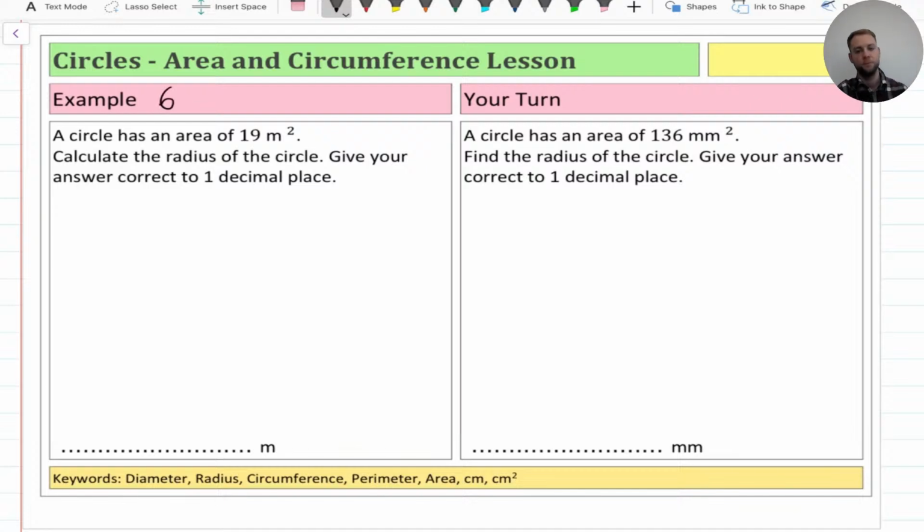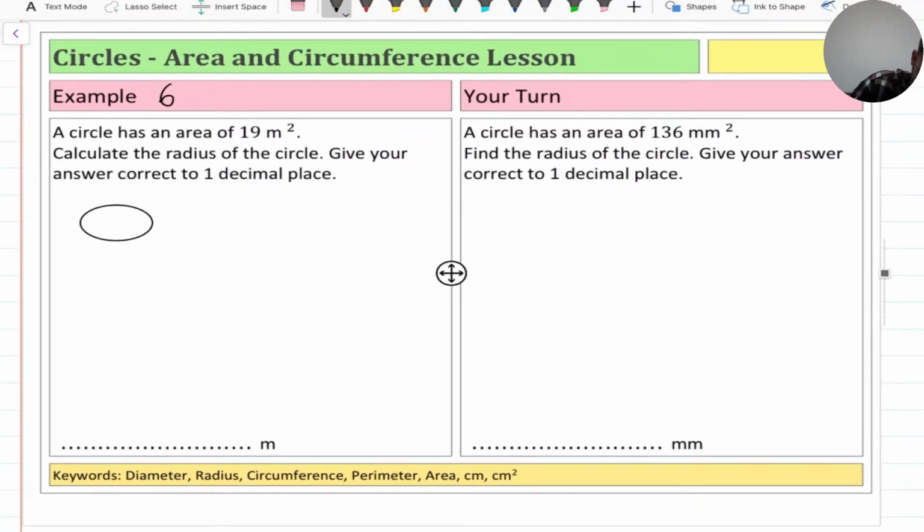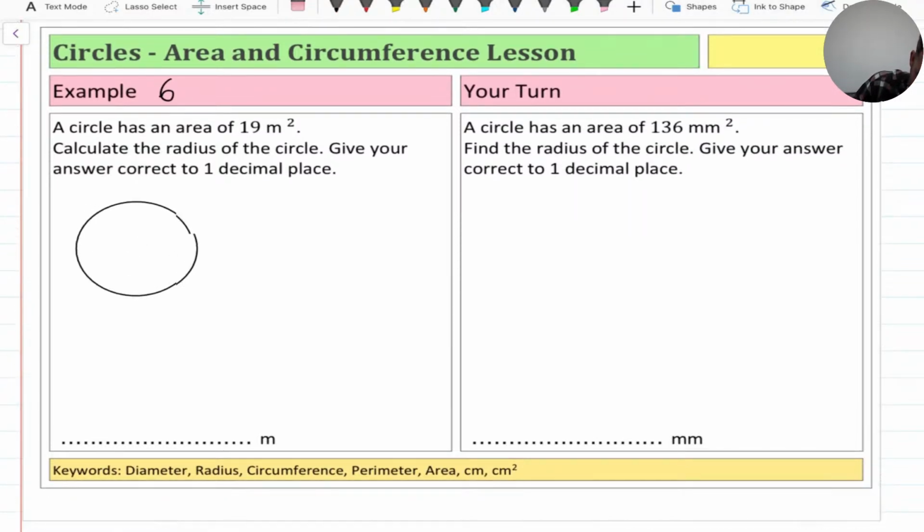Get that one down. You can draw it if you want. But this time it's saying that the area is equal to 19 meters squared. It's actually asking now to work backwards and find out what the radius is. This is what we're trying to find. You can draw that if you want. Ooh, that looks like it says the radius is equal to the area. Let's delete that part.